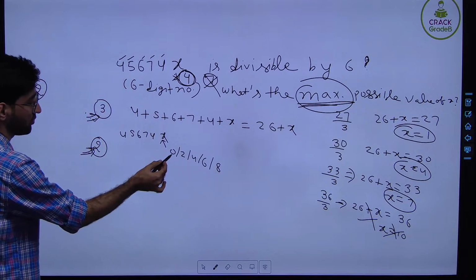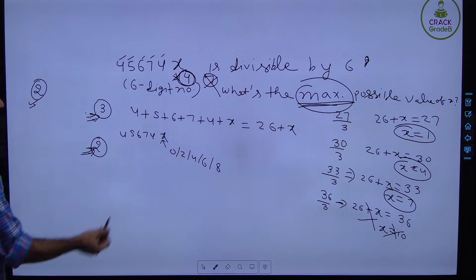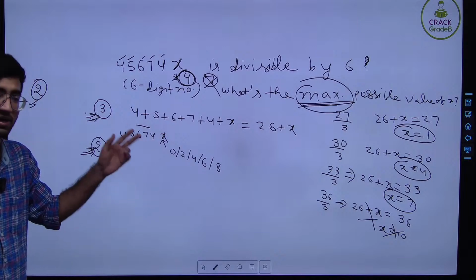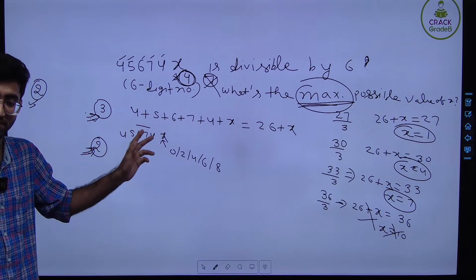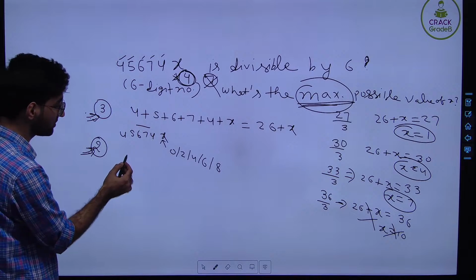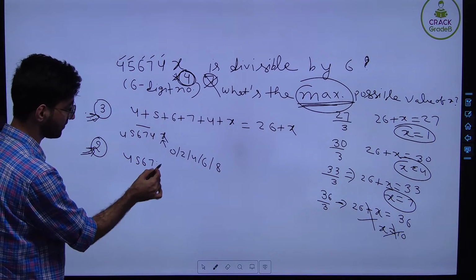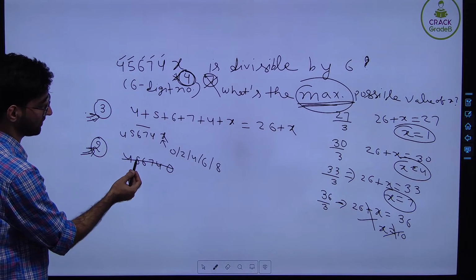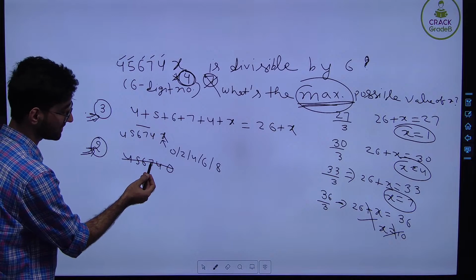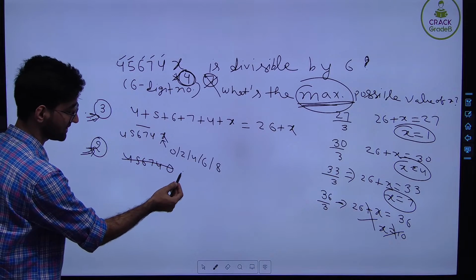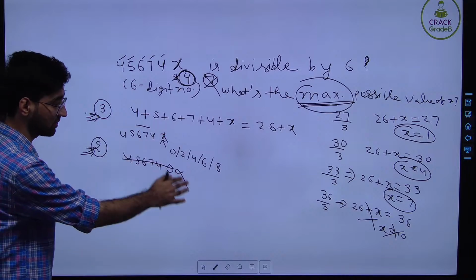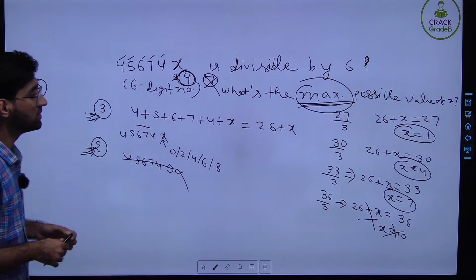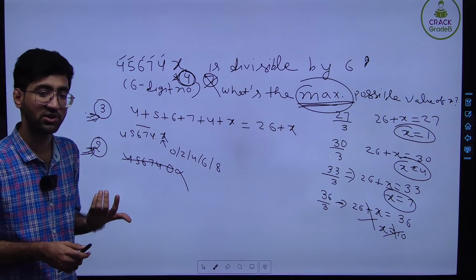So obviously you can put 0, 2, 4, 6 and 8, and if you put any one of these values, this number will be divisible by 2, right? But then you will have to check carefully. See, 4, 5, 6, 7, 4, 0. If you add this, 4, 5, 9, 9, 6, 15, 15, 7, 22, 22 plus 4 is 26. So this is not feasible. You can solve this question by using this method also. Hopefully all of you learned something new in today's lecture. Any doubt?